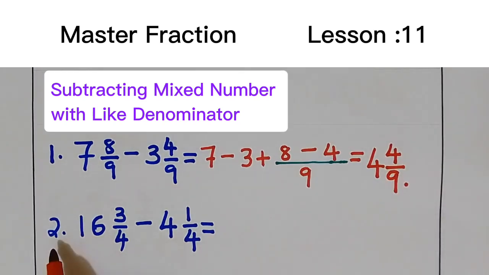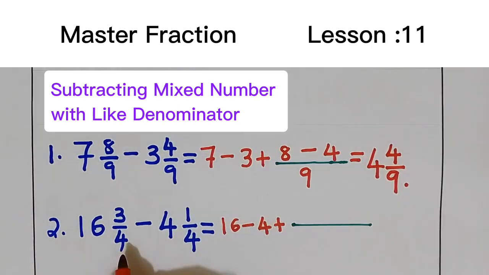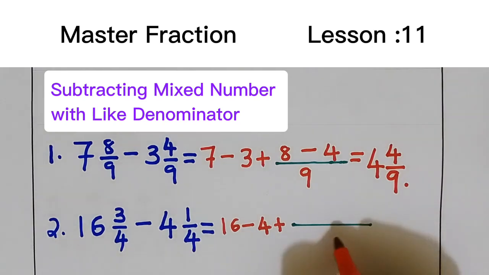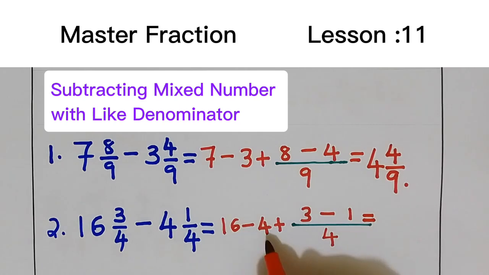Let's do question number 2. We have 16 and 3 over 4, take away 4 and 1 over 4. We will take the whole number, take away whole number, and then we are going to take fraction, take away fraction. 16, take away 4, plus the denominator is common, so we have 4. We'll take 3, take away 1, which you're going to get 16, take away 4. We are going to remain with 12.